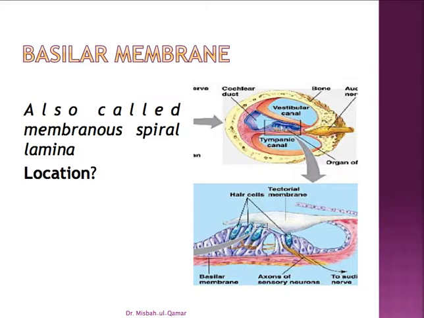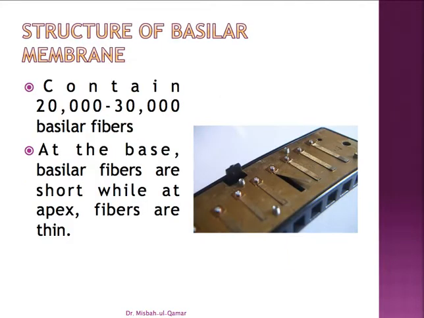So we will have a look at the structure of this basilar membrane, because it is important that you understand this structure, how the fibers of the basilar membrane are excited, are moved, and their movement results in the generation of the electrical signals from the hair cells, which are carried to the CNS.